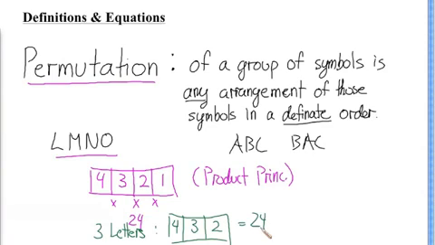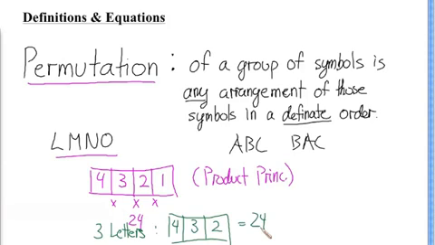Using this logic, however, if I were to take 2 letters at a time, I would only have 12 different permutations. Likewise, if I was only to take 1 letter at a time, it's fairly obvious that I would only have 4 different permutations, 1 for each letter. I'll show you how this works in a few examples right now.